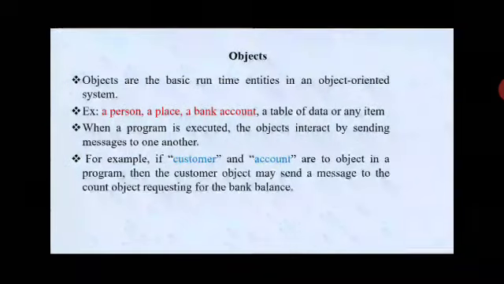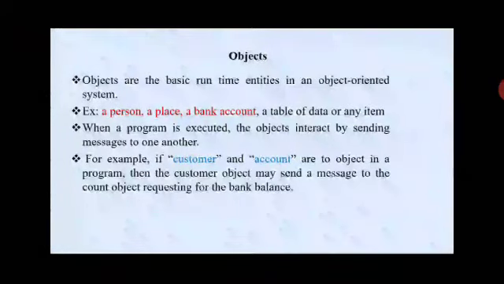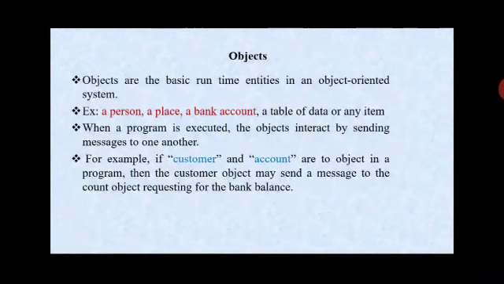First we have to think about objects. What is an object? Objects are the basic runtime entities in an object-oriented system. For example, a person, a place, bank account. When a program is executed, the objects interact by sending messages to one another. For example, customer and account may have information sharing between these two. So basically the objects can interact with one another.